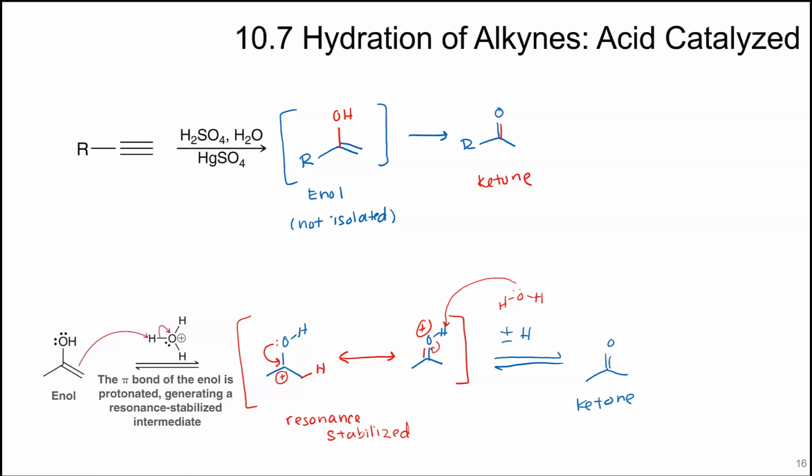So this enol-ketone tautomerization, as it's called, cannot be prevented, so we can't stop it at the enol. And these are constitutional isomers that rapidly interconvert between each other. So the enol and ketone, these are tautomers of each other. And this process here is tautomerization.